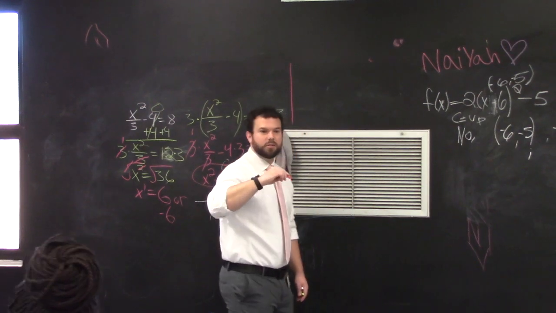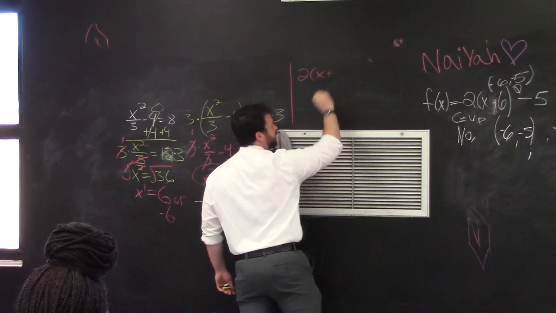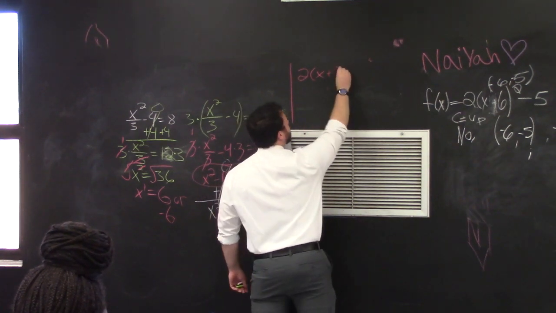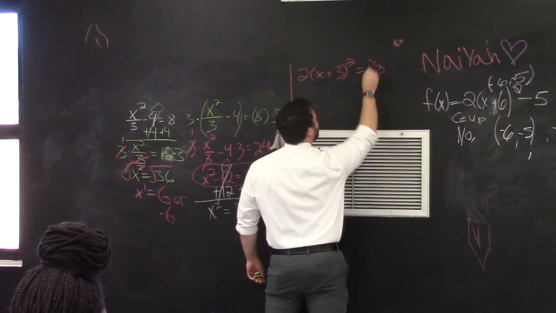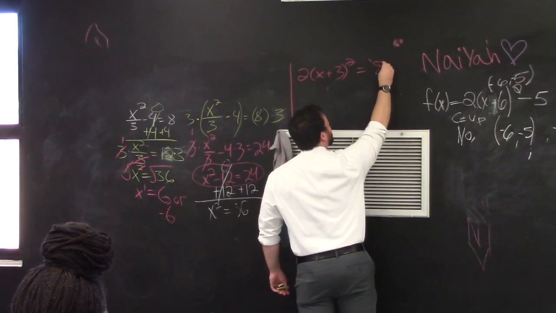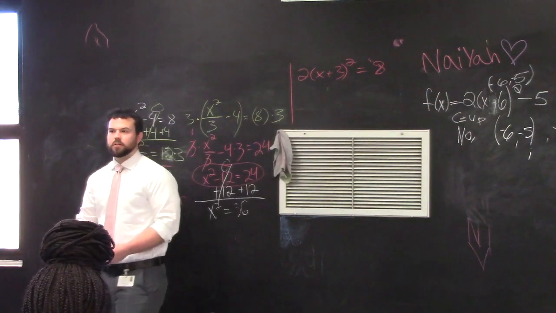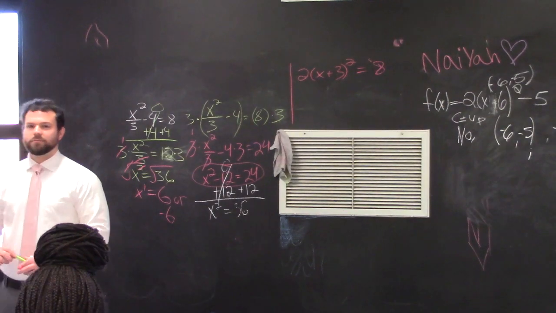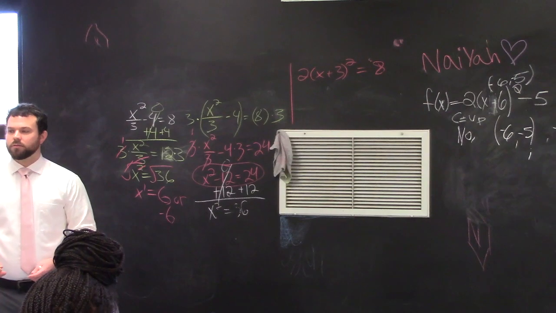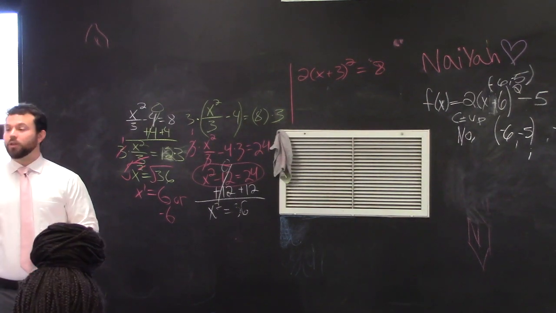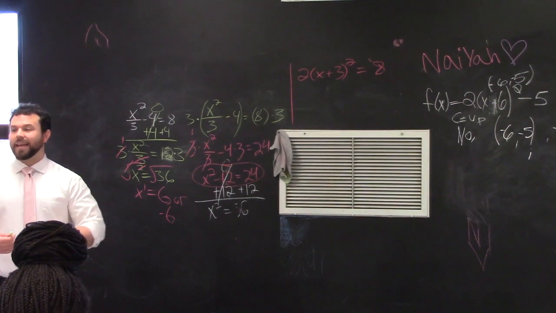It was 2 times x plus what again? 3. Raised to the second is equal to 8. So, how many of us wanted to distribute that 2 first? Because we're just used to distributing. Can we just distribute here? Why not? Well, there's a square there, right? Remember that square comes before multiplication.